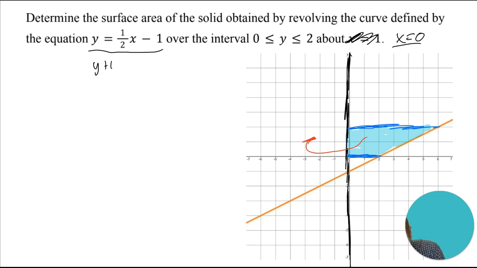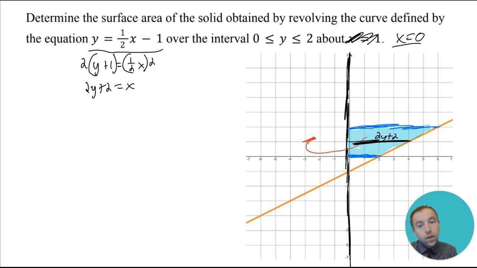So y plus 1 equals 1/2 x, and then you can multiply by 2 to get rid of the half. So 2y plus 2 is going to equal x. So now you've got x written as a function of y. So then you would know that this distance right here is 2y plus 2, because that's equal to x.